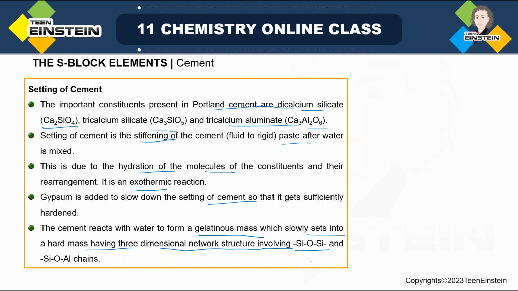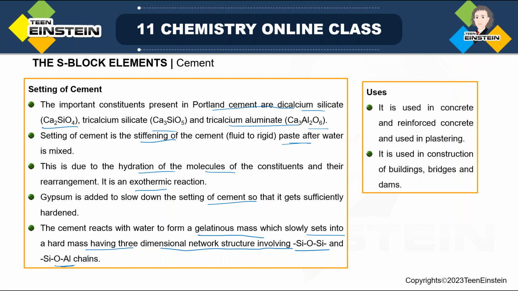Because silicon is from group 14, you can see the details of this structure, but it has some network type of structure. That is why it becomes hard, because of these Si-O-Si or Si-O-aluminium chains. It is used in concrete and reinforced concrete. So obviously it can be used as concrete because there is some hardening.